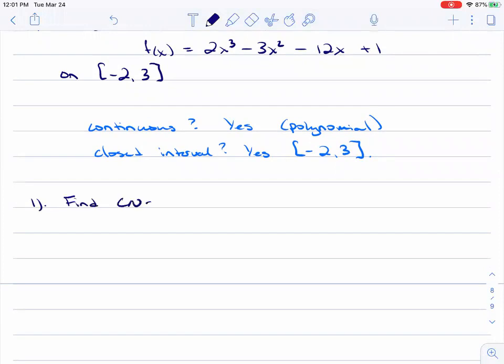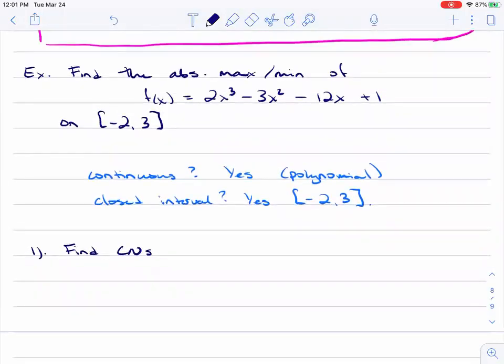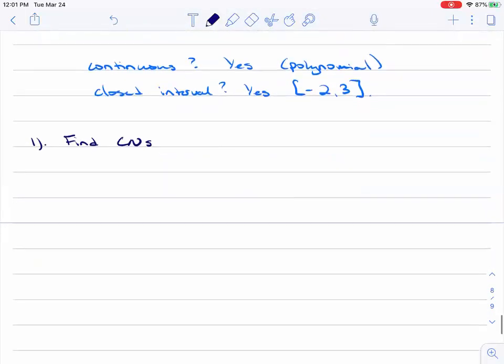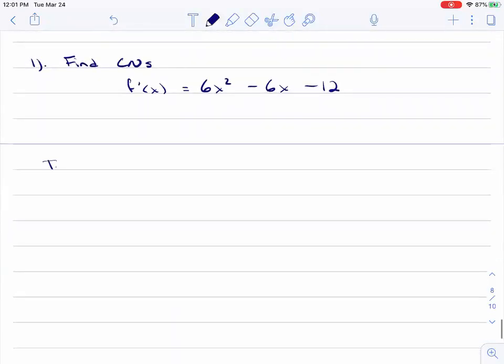Find critical numbers. Finally, an easy derivative, right? Just a polynomial. And so we've got the derivative of f is 6x squared minus 6x minus 12. And my type 1 critical numbers are when the derivative f prime of x equals 0. And so I've got 6x squared minus 6x minus 12 equals 0.